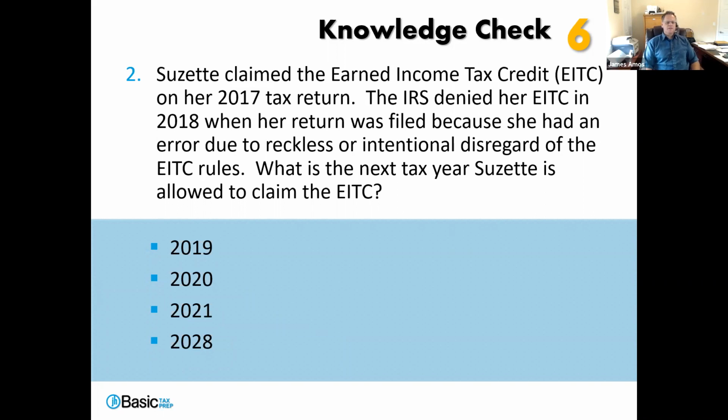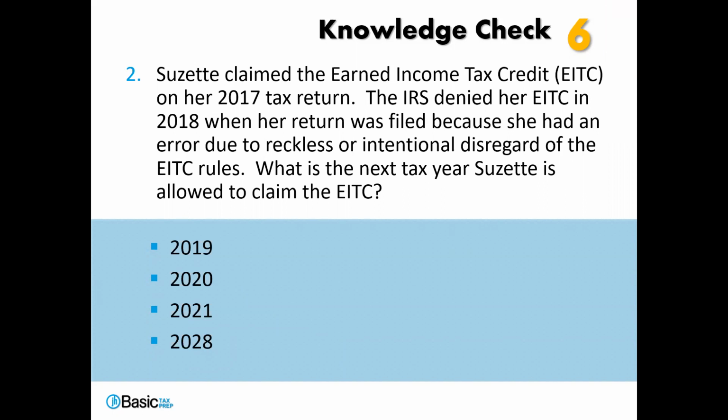Okay, how many years? We have answers all over the place. Recklessness and intentional disregard is how many years? I just want you to speak up. 2 years. Fraud is how many years? 10 years. Okay, so is this fraud or recklessness in this example? Reckless. So how many years are they going to be disqualified? 2 years.